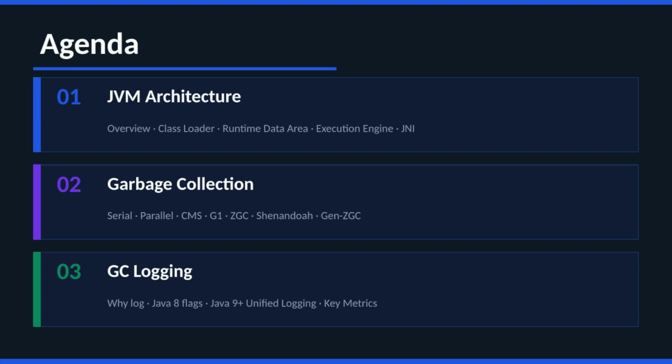Here is our roadmap. First, we will understand the JVM architecture. Then, we will dive into garbage collection and see why new GC algorithms were introduced over time. Finally, we will learn how to enable and analyze GC logs, which is one of the most important skills for Java backend engineers who are working in production.